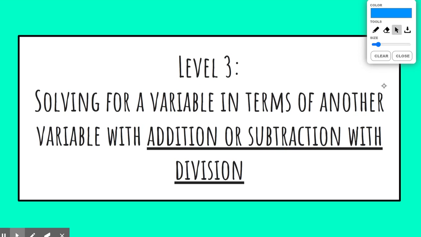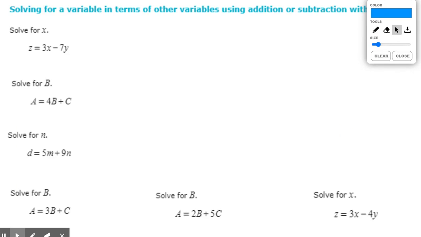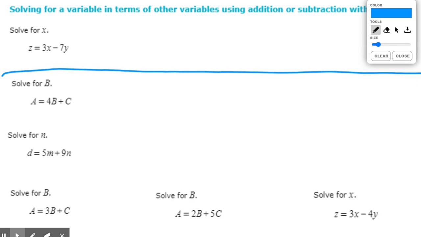All right, so level 3, solving for a variable in terms of another variable with addition or subtraction with division, okay? As you can see, we're combining more and more operations as we increase levels. So this one says solve for x. So let's get started on the first one up top. Z is equal to 3x minus 7y. And we're looking to solve for x, which is right here.